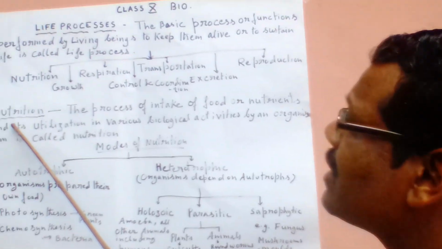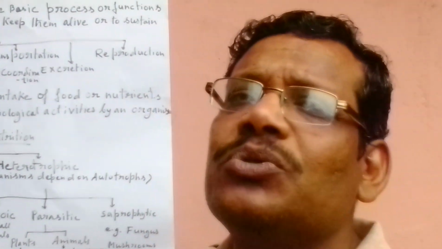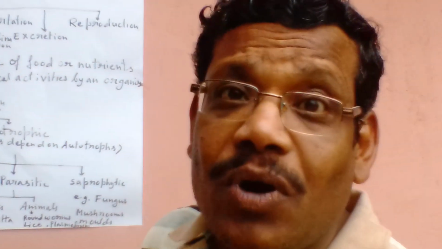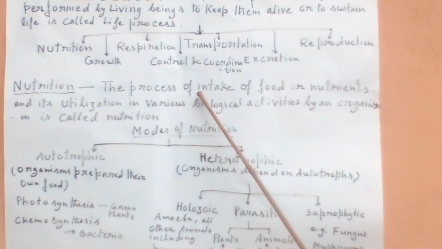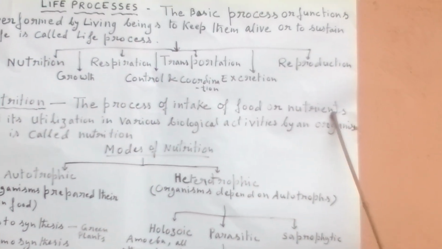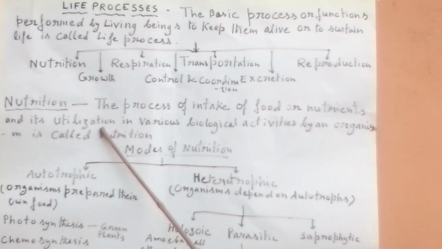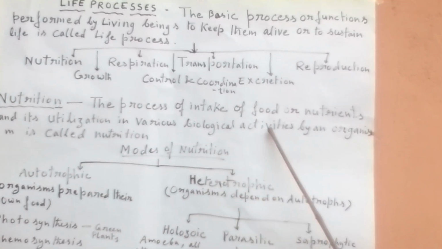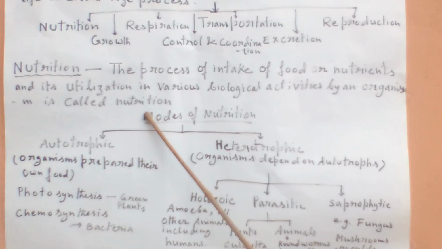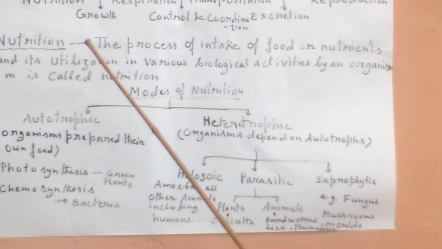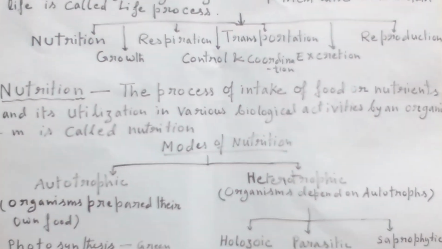Without nutrition, you can't do anything, because energy from food is required for anything to run or for any activity to go on. So nutrition is the process of intake of food or nutrients and its utilization in various biological activities by an organism. So it is the first and very important for living beings.